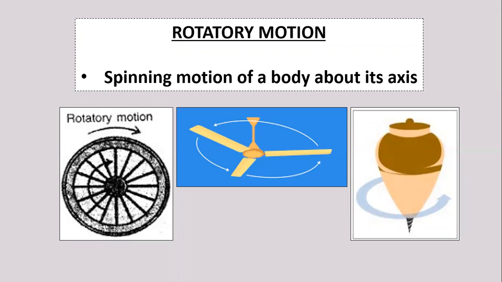Rotatory motion, when an object moves in such a way that every point of object moves about a fixed axis, then motion of an object is called rotatory motion. Or in simple words, spinning motion of a body about its axis is called rotatory motion. What is axis? Axis is an imaginary line around which a body rotates. See the first picture. The wheel is spinning from its center. It is a rotatory motion.